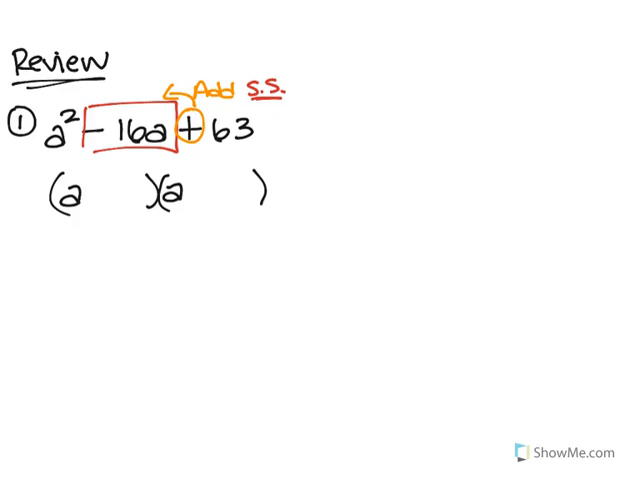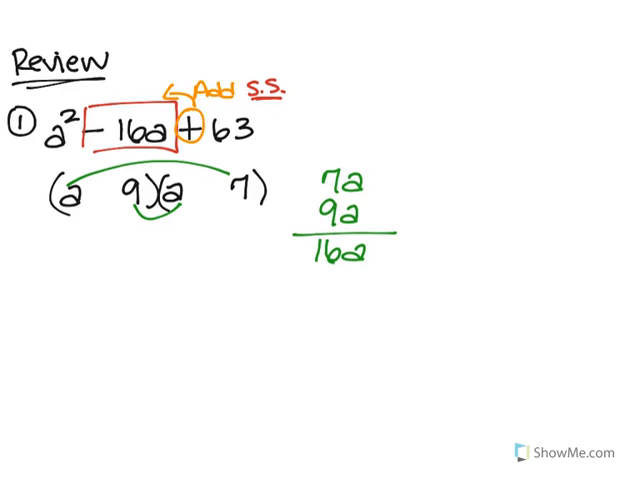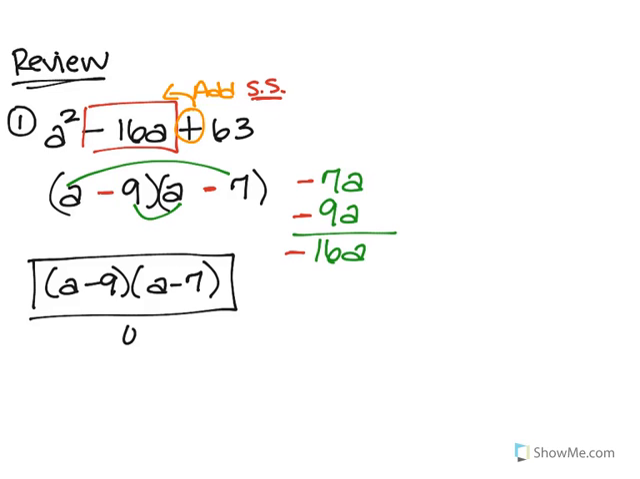And when I look at factors of 63, we're going to use 9 and 7. So we're going to check our outside, inside. My outside is 7a. My inside is 9a. And together, if I add, that gives me 16a. Now my 16 is negative, so I must have a negative 9 and a negative 7a. So my answer would be a minus 9 times a minus 7. And it doesn't matter which parenthesis you write first. You can have a minus 7 times a minus 9.